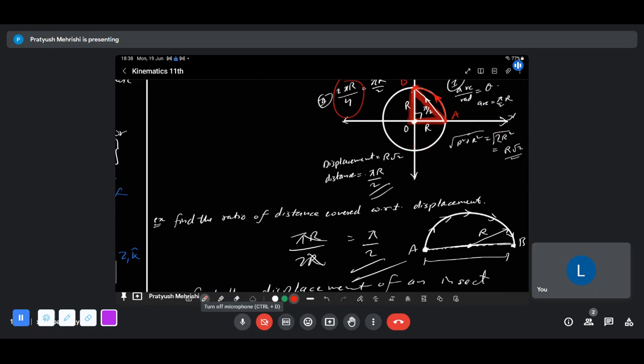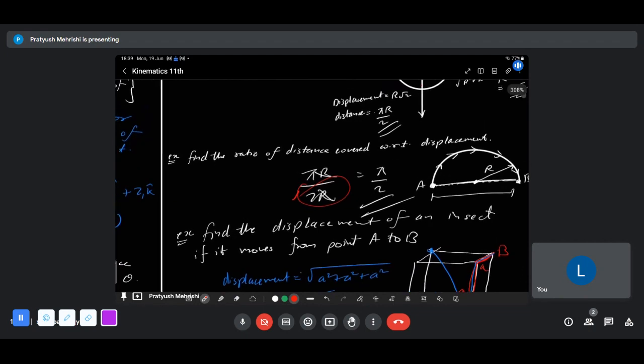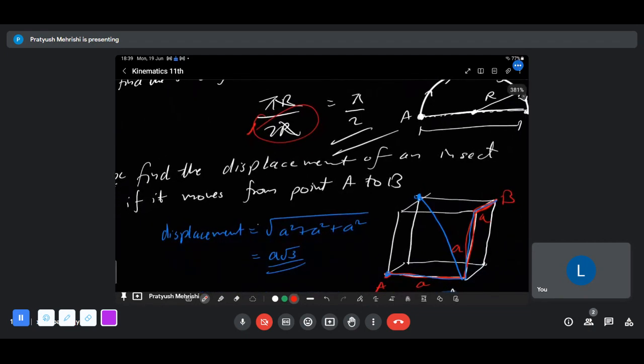Similarly, this question: find the ratio of distance covered with respect to displacement. The ratio is half of the circumference divided by the diameter. The diameter is 2r here. So we got our answer. Again, find the displacement of an insect.